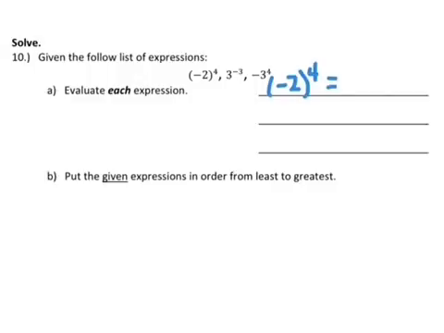So negative 2 to the fourth power means negative 2 times negative 2 times negative 2 times negative 2. That's going to give us a positive 16.